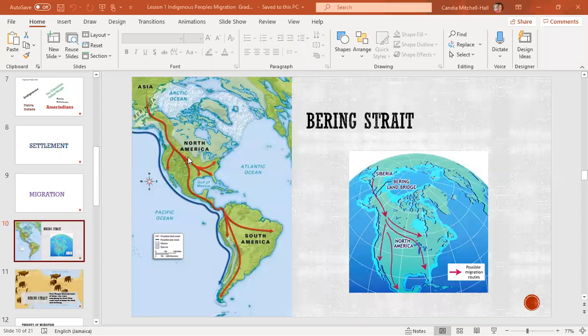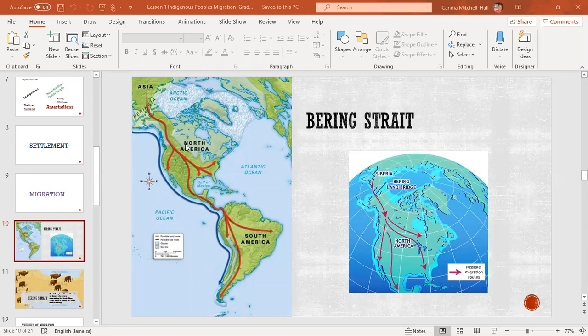And if you look at the different arrows, they would have settled at different parts in the Americas, as far as South America. Quite a lot of walking. And then they would have ventured into the Caribbean islands.